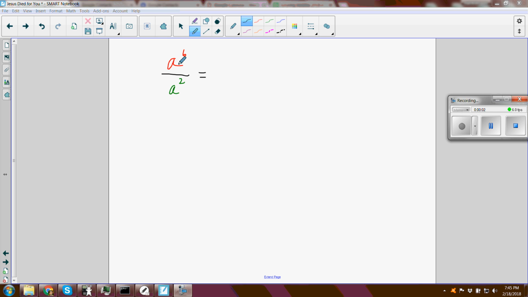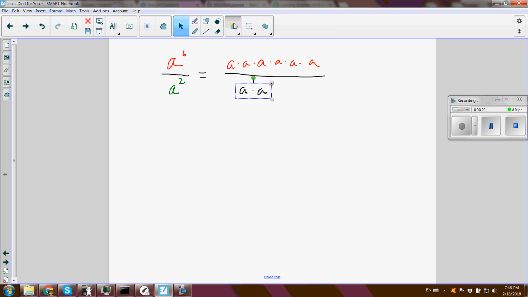Okay, suppose we're now dividing instead of multiplying. A to the sixth power divided by a to the second power. Well, we have a times a times a times a times a times a being divided by a times a. And I should have made that green to be nice and color coordinated.